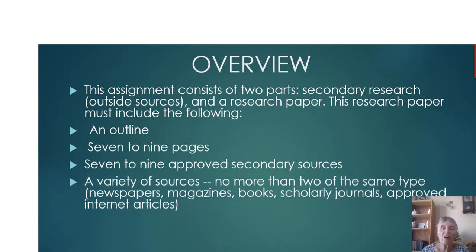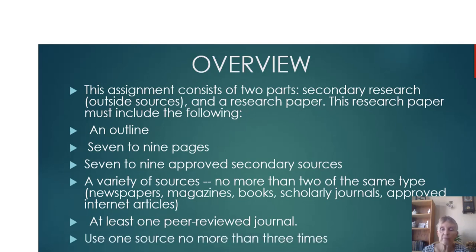You have to have a lot of different kinds of sources. No more than 2 of the same type, so you couldn't have all newspapers or all magazines or all books or all approved internet articles. They have to be different kinds. At least one of them has to be a peer-reviewed journal, and you can find those in the library databases without much problem. Now, you can only use one source more than 3 times. I'm not as interested in knowing what somebody else thinks as what you think, backed up by somebody else's views.